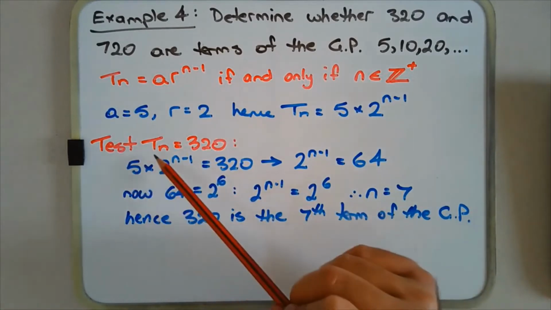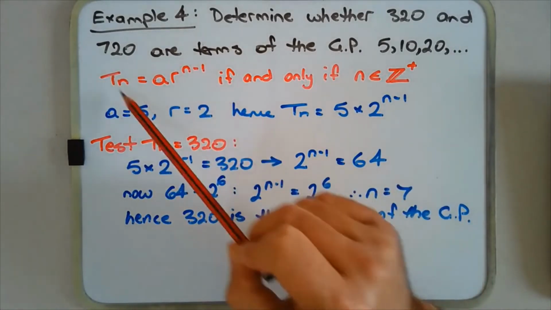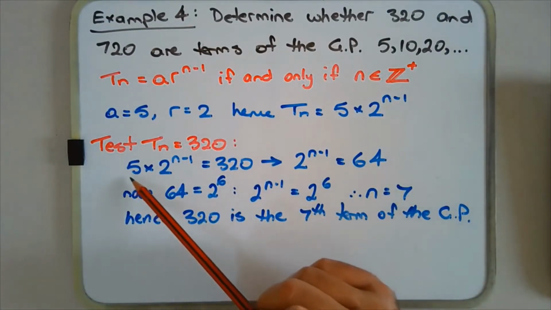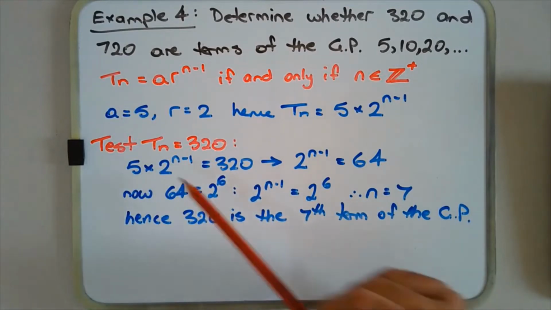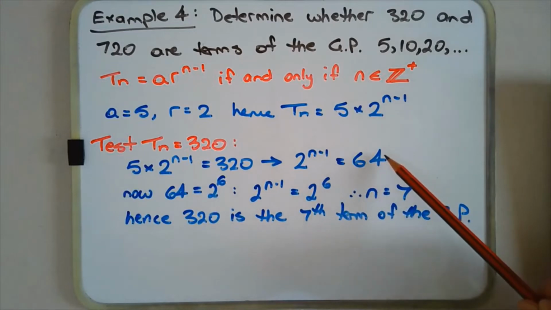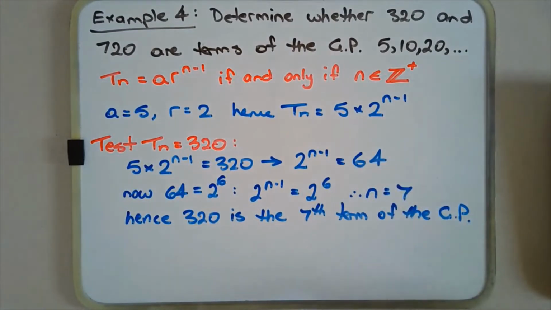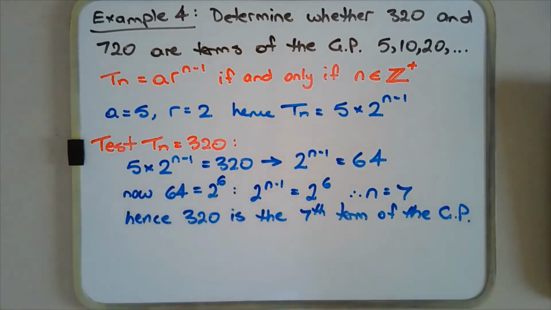So firstly, let's test Tn equals 320. So we're going to solve this equation for n and check that n is in fact a positive integer. Hopefully it is. 5 times 2 to the power of n minus 1 is equal to 320. Dividing both sides by 5, we have 2 to the power of n minus 1 equals 64. And we can see by inspection that 64 can be expressed as a power of base 2. So 64 is equal to 2 to the power of 6.